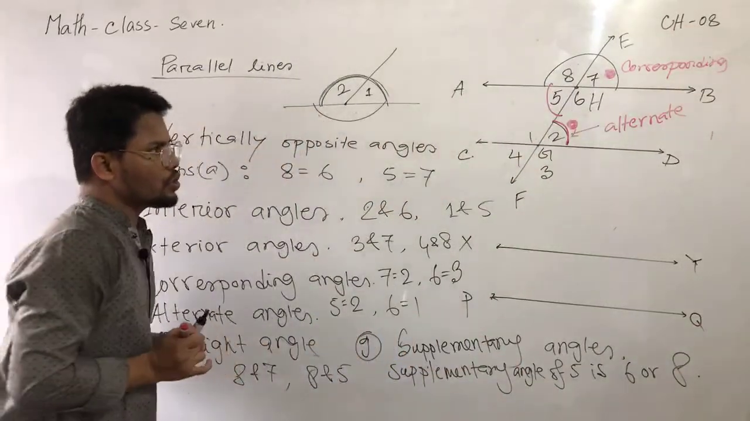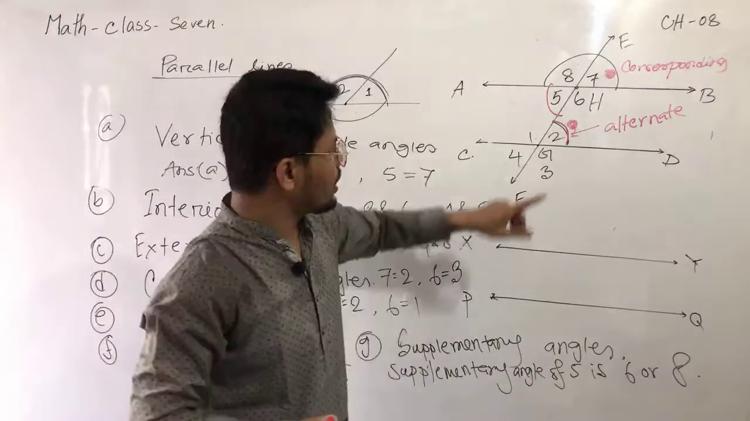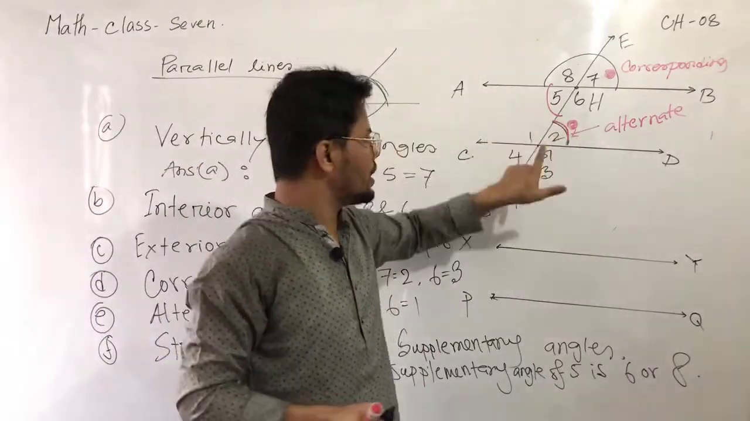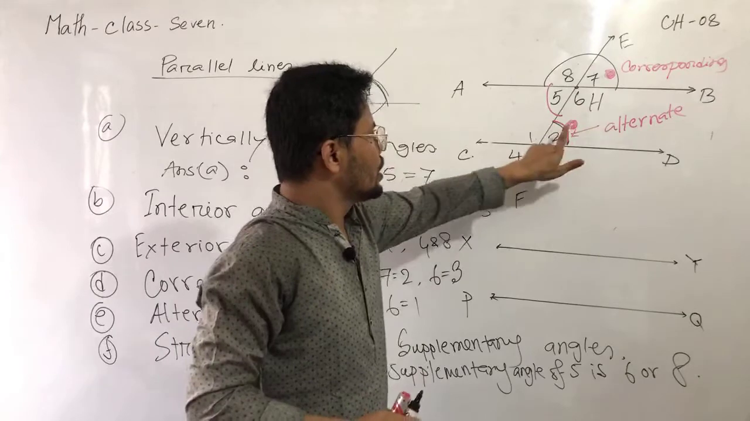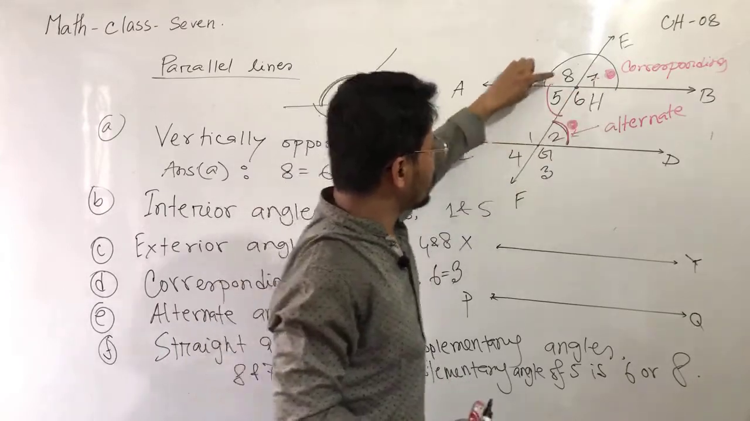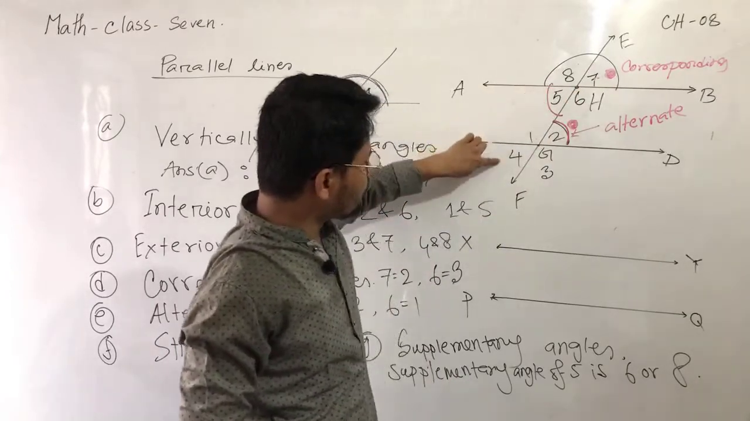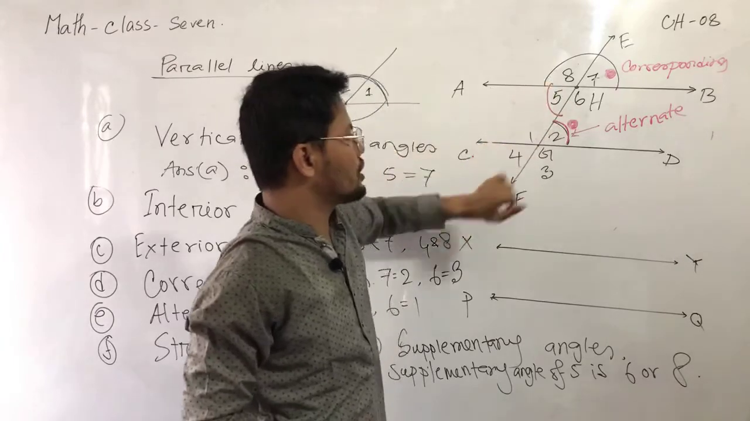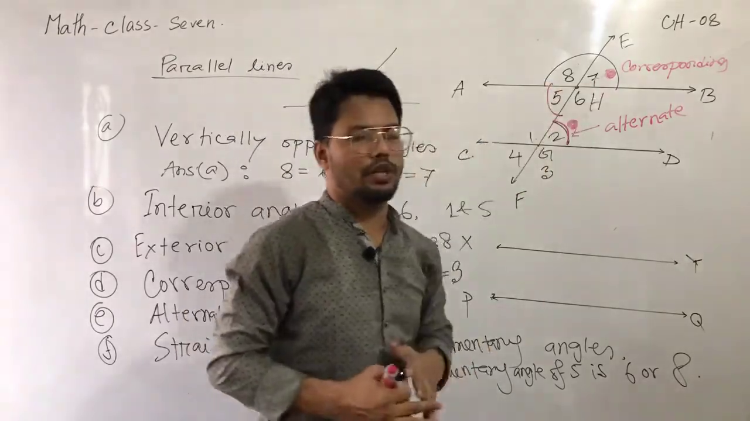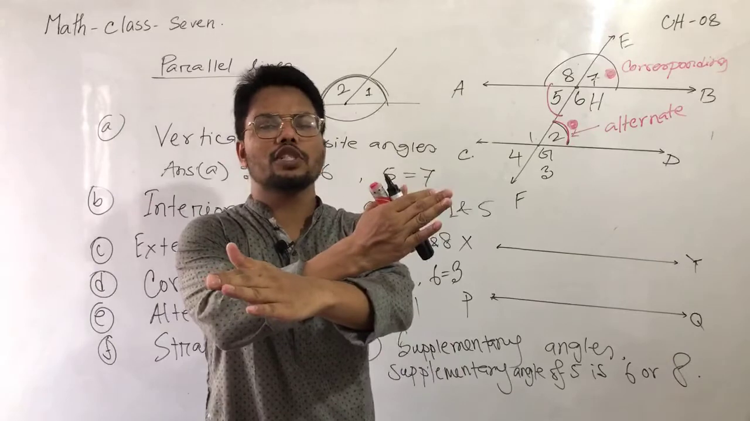Is it clear now to you? By using different colors, 2 and 5 are alternate, 1 and 6 alternate, 2 and 7 corresponding, 1 and 8 corresponding, 5 and 4 corresponding, 6 and 3 corresponding. Vertically opposite angles are almost too easy.